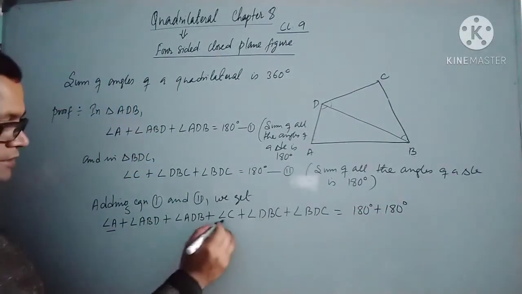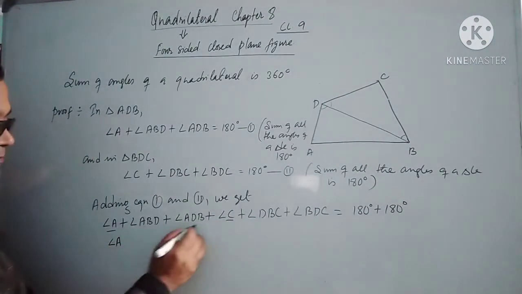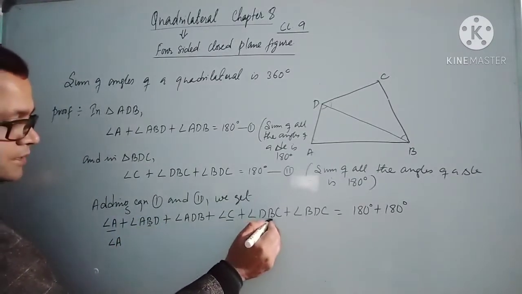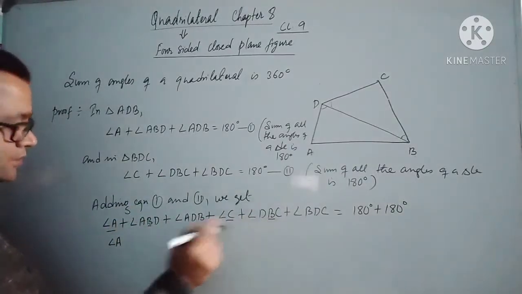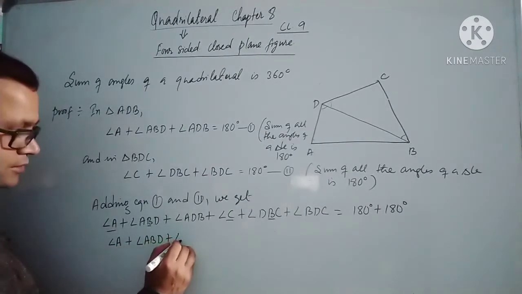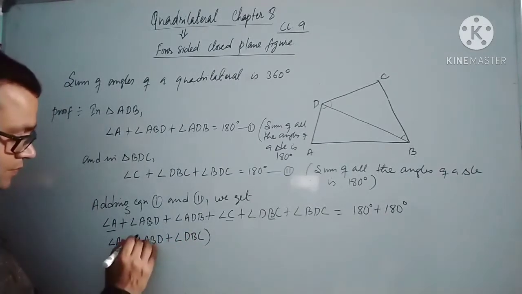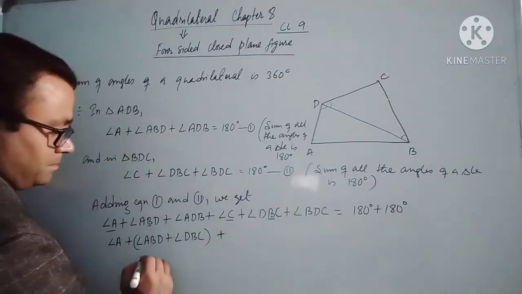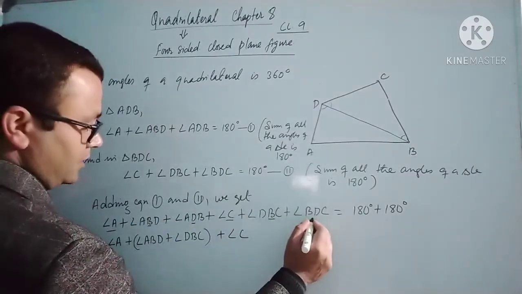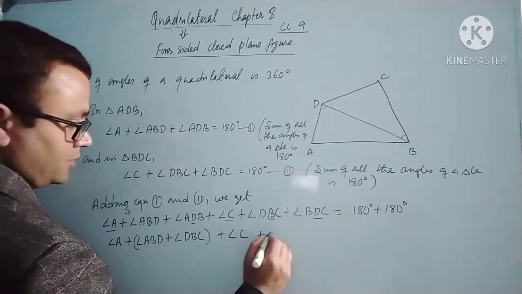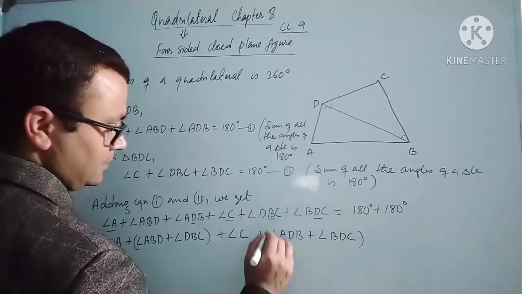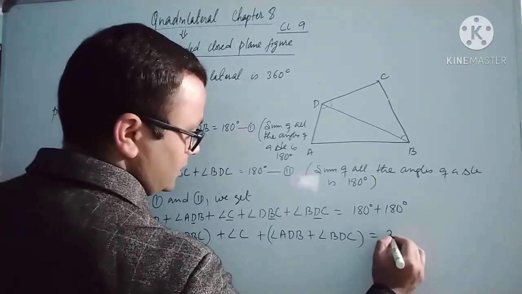So angle A is here, angle C is here. Now take common angles: angle ABD and angle DBC will be taken together, ABD plus angle DBC, plus angle C. Now take another common angles, angle ADB and angle BDC: angle ADB plus angle BDC we'll take together. So 180 plus 180 is 360 degrees.